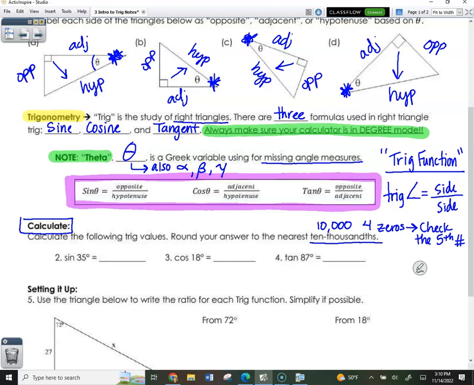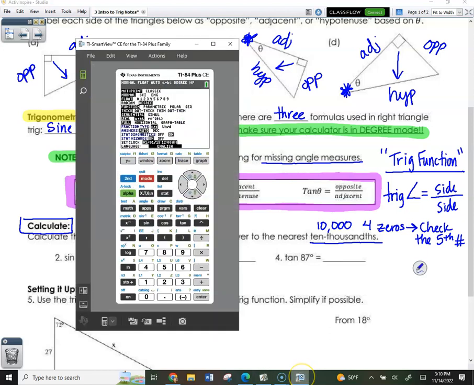This says calculate tan of 87 degrees. That means you go to your calculator. You would push the tan button, tan, you would enter 87 because what mode are we in? Degrees. I need everybody to do this.